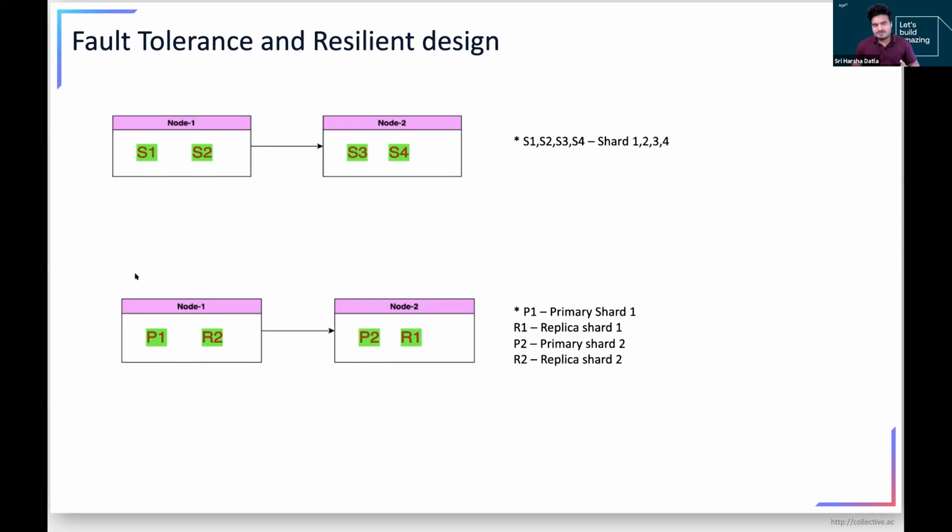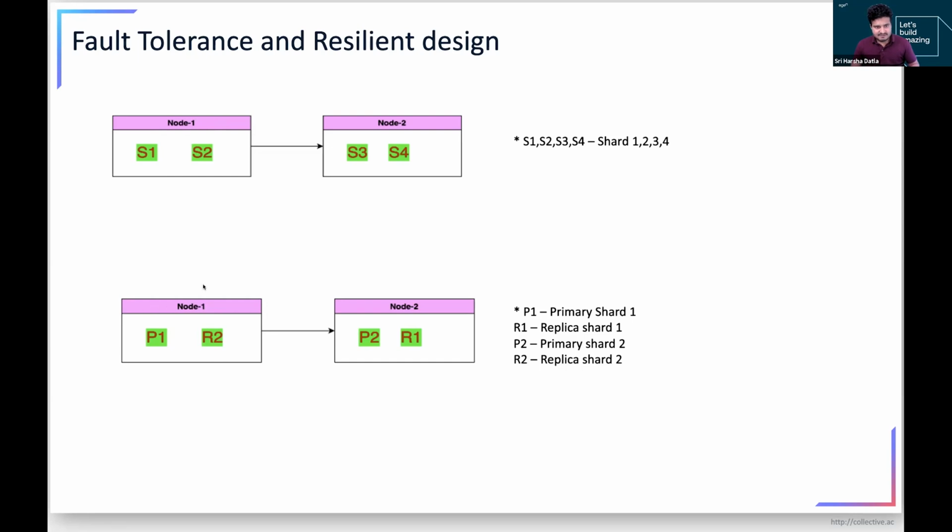Now with the second approach, we are getting a lot of advantages. Let's say hypothetically, in both scenarios, the first and the second, node 1 goes down. As I was saying earlier, you lost all the data that you had in S1 and S2, because the data is gone.